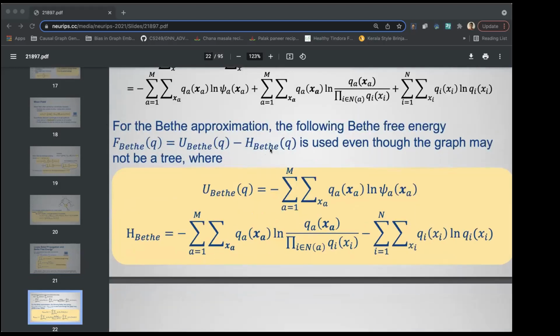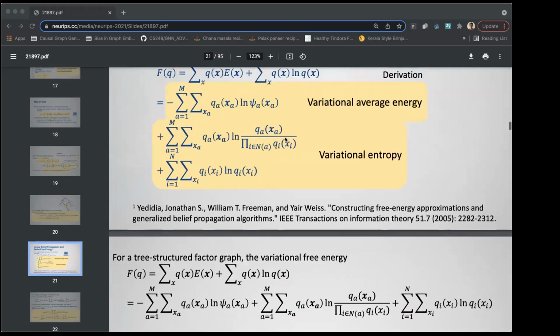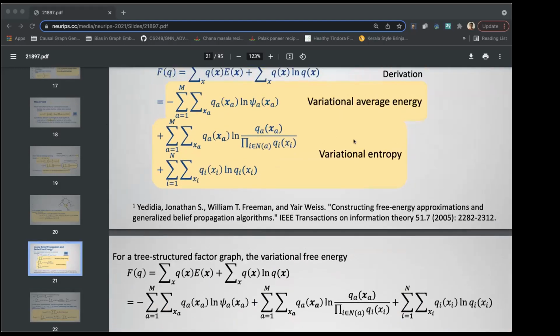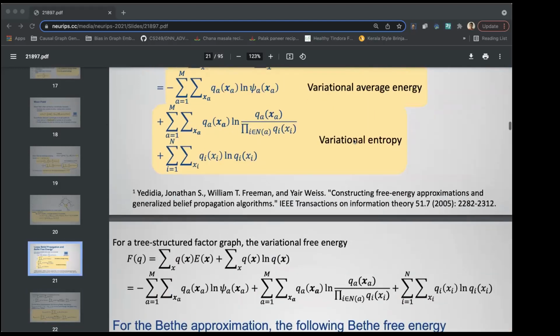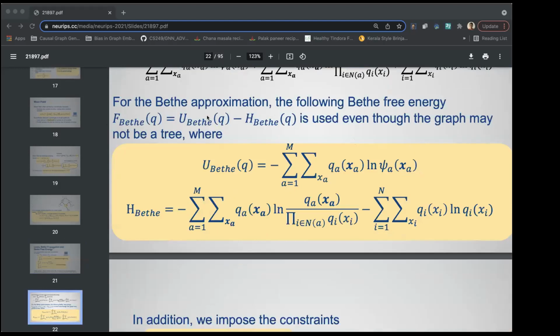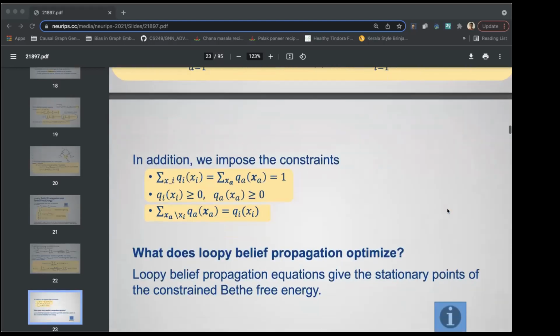For the Bethe approximation, we're going to use a very similar idea where we look at the variational entropy summed with the variational average energy. But it's going to be in terms of what we call the Bethe free energy. And it has the exact same expression, but again, this is for graphs that may not be a tree. However, we're also going to impose some additional constraints during this optimization. So we want to make sure these are valid probability distributions and that the marginalization actually makes sense.